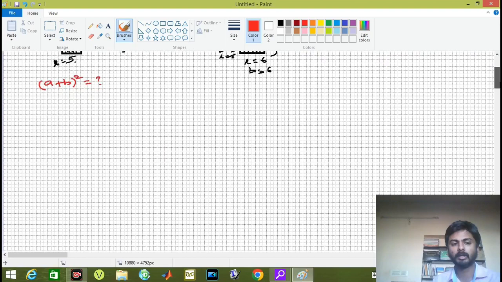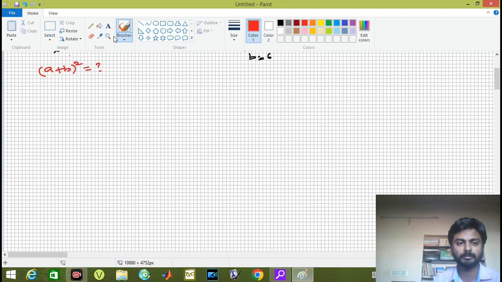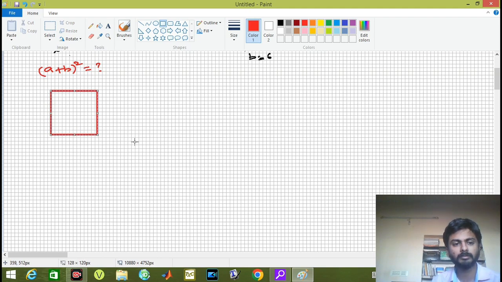Now I am assuming a square. This square has length A and breadth A, so the breadth is also A, and I know that A into A equals A square, isn't it?